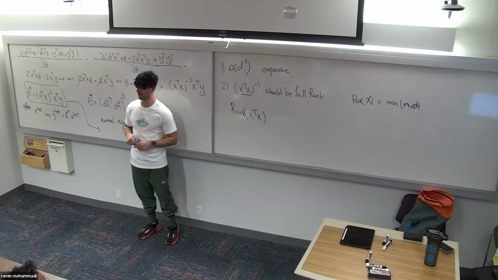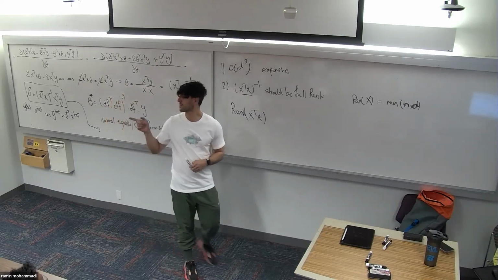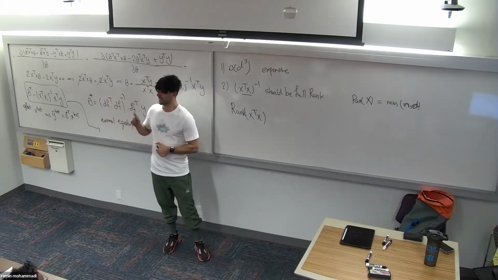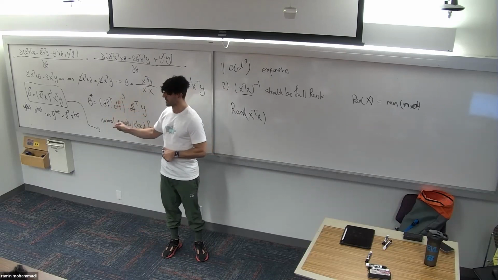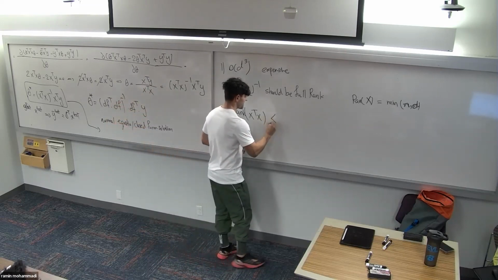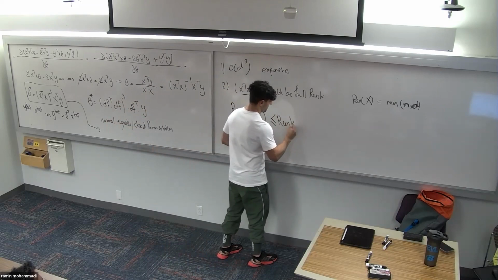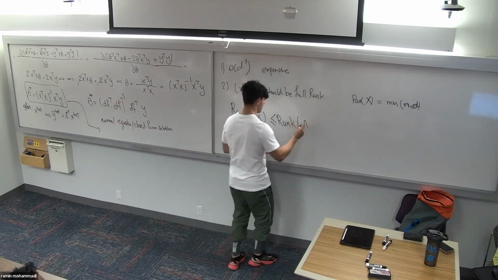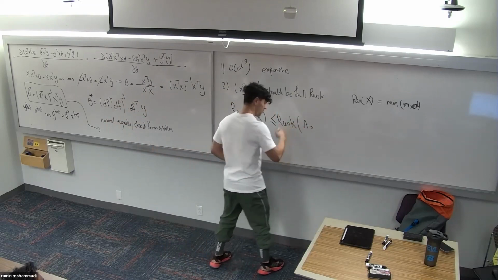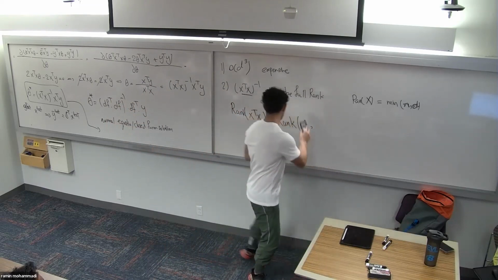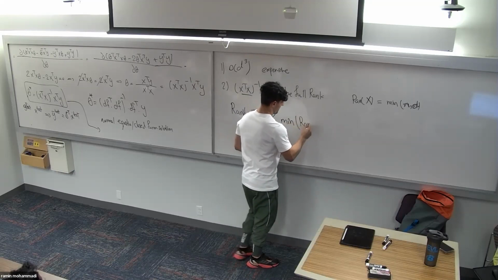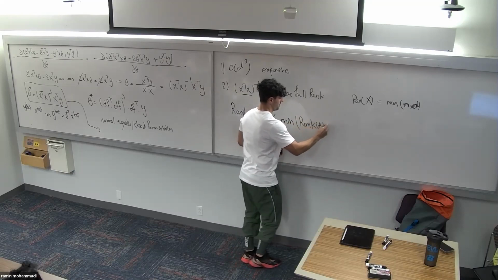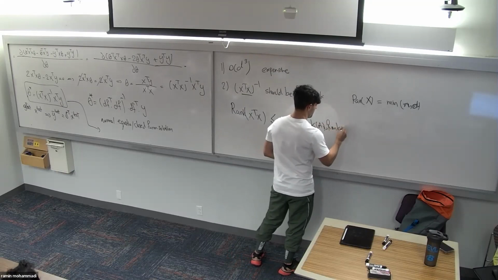I wrote four. The rank of a multiplication is always less than or equal to the rank of A and the rank of B. So this should always be less than or equal to the minimum of the rank of A and the rank of B.